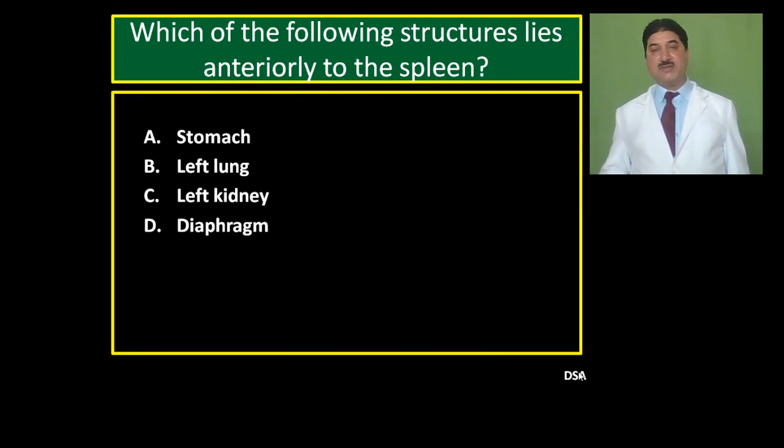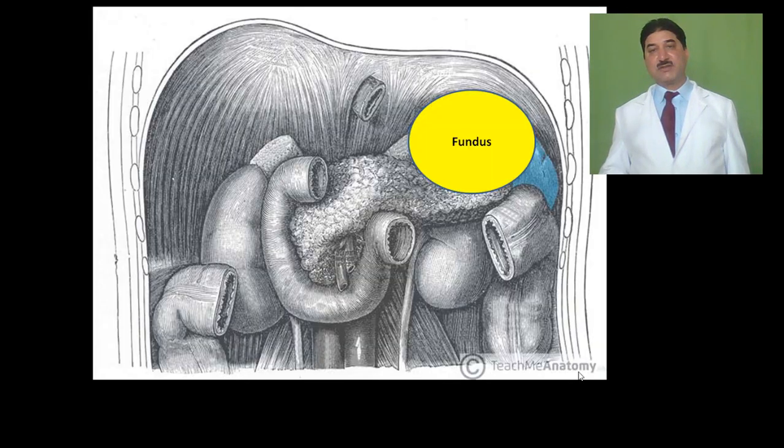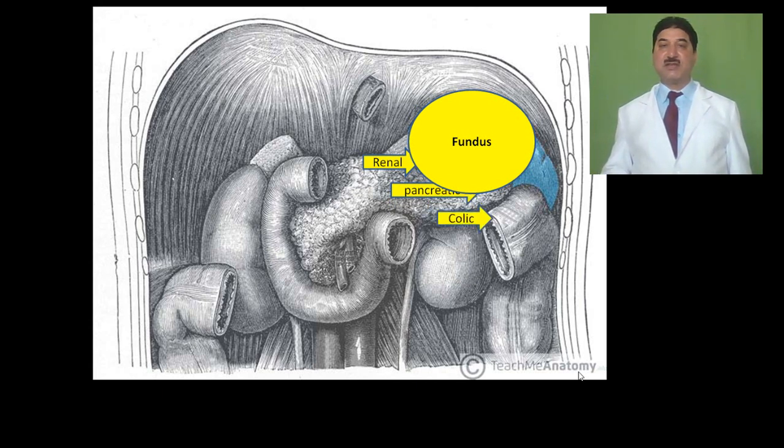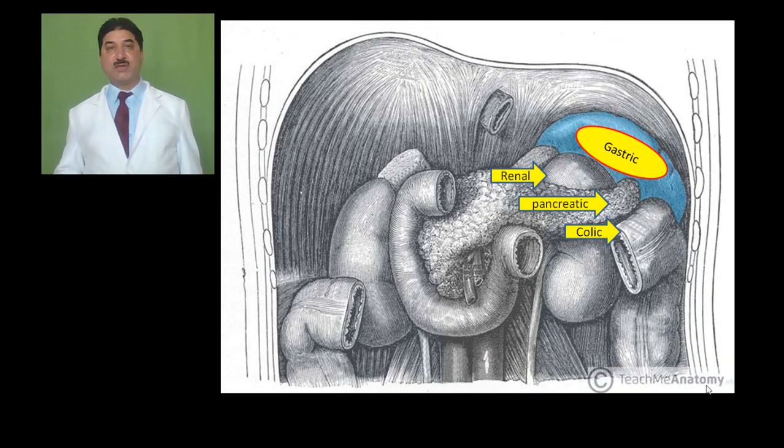As shown in this diagram, if we go to the relations of the spleen, fundus of the stomach lies anteriorly. Other structures lie posterior to the fundus of the stomach. The other structures related to the spleen on the visceral surface are kidney, pancreas, and colic impression. If we remove the fundus, we see the gastric impression above the intermediate border of the spleen on its visceral surface.